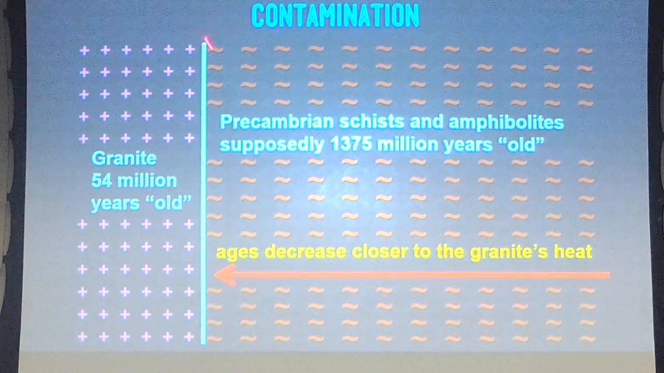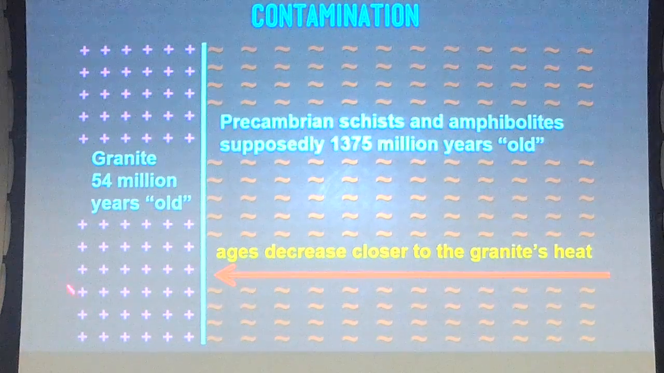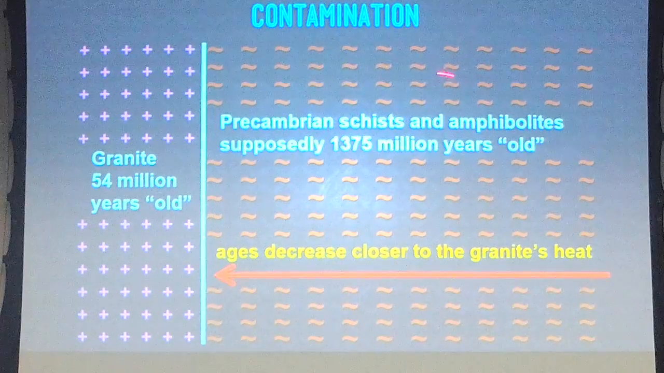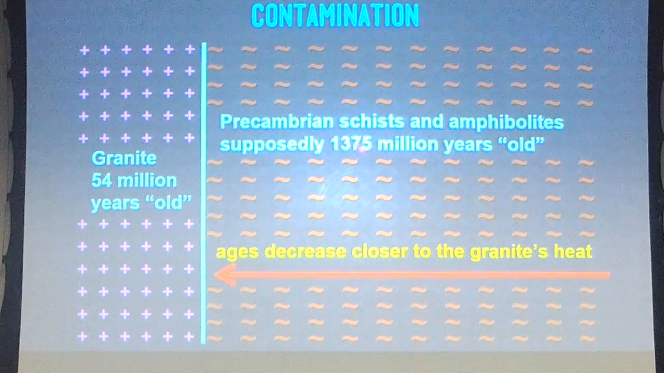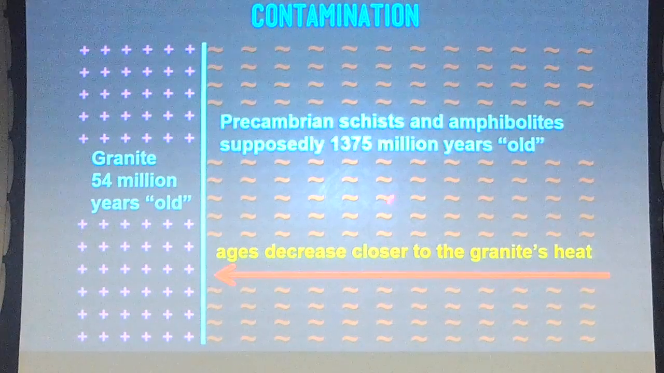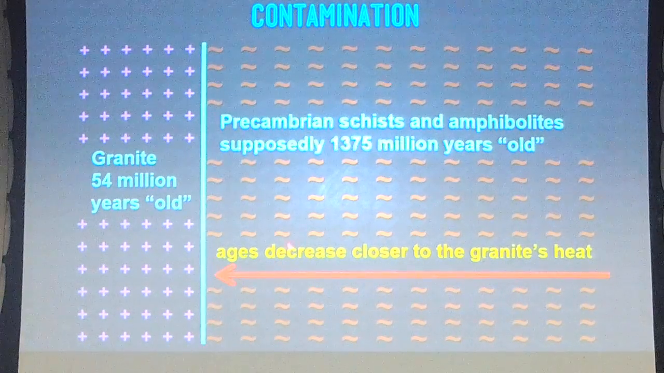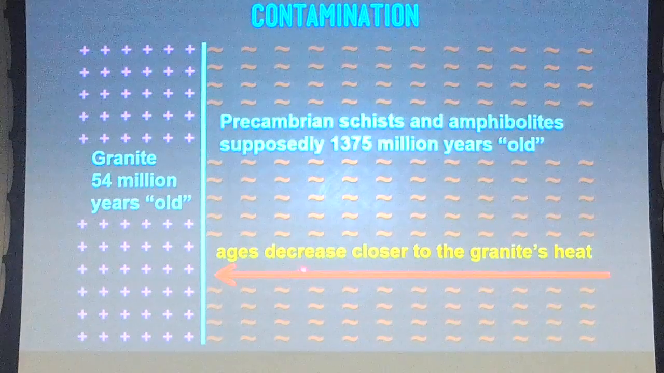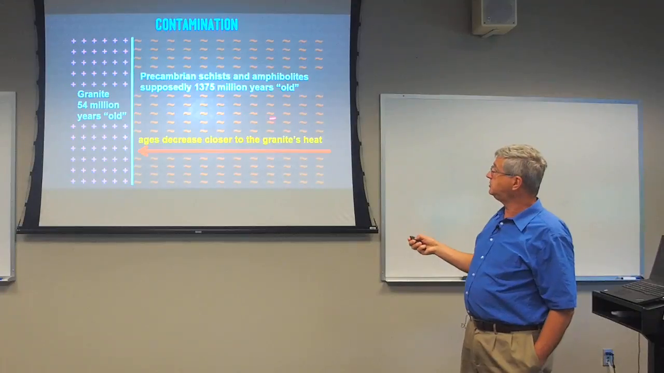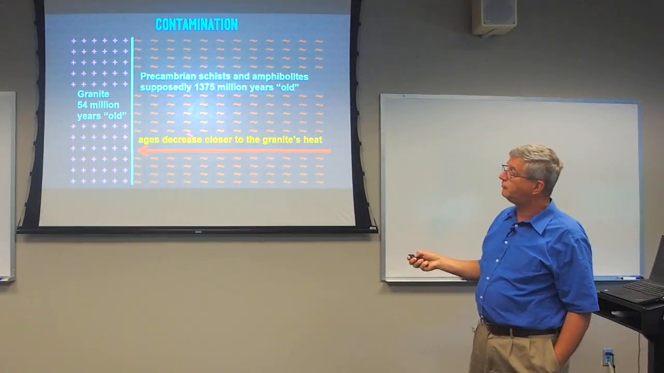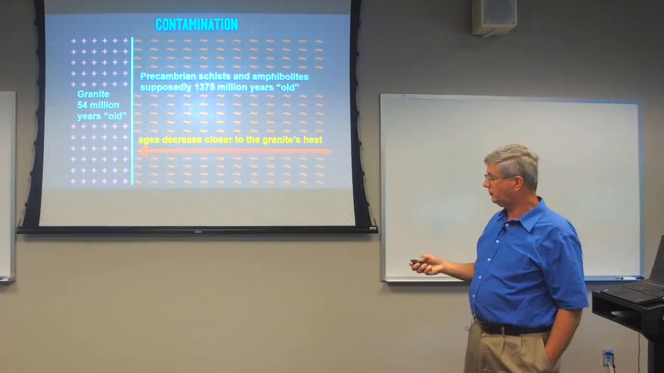On this side of the screen, we've got a granite that's supposedly 54 million years old. It's intruded into Precambrian schists, metamorphics, that's supposedly 1,375 million years old. And when we do some dating, we find that the dates increase as you get away from the granite, or decrease as you get to the granite. And that's been due to the granite's heat and also fluids, hot water coming out of the granite.